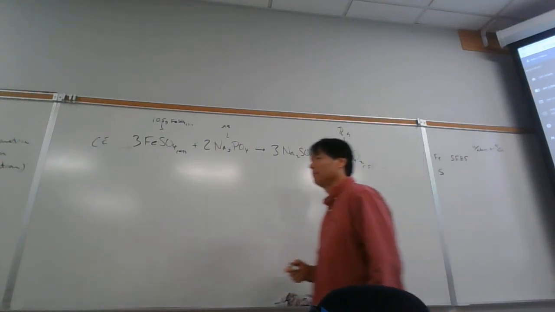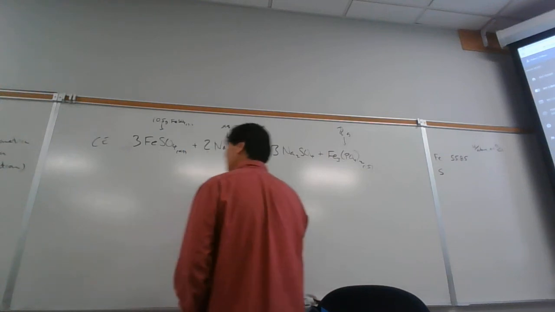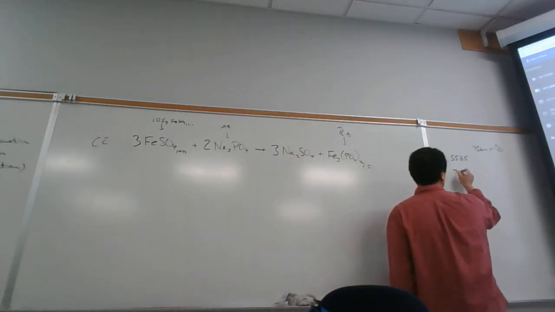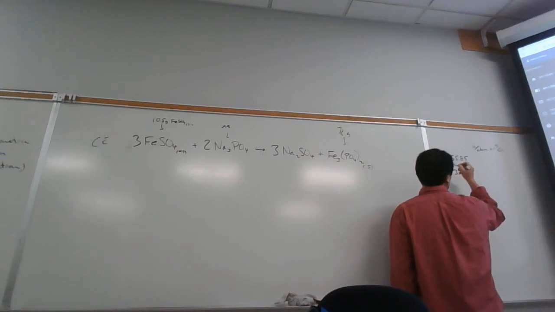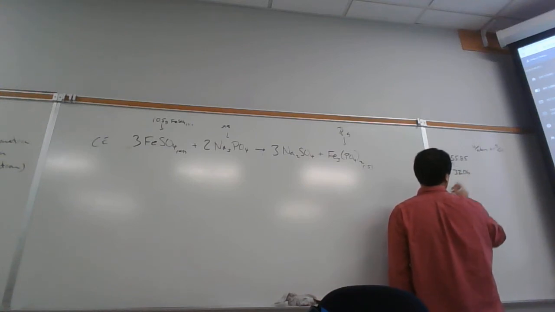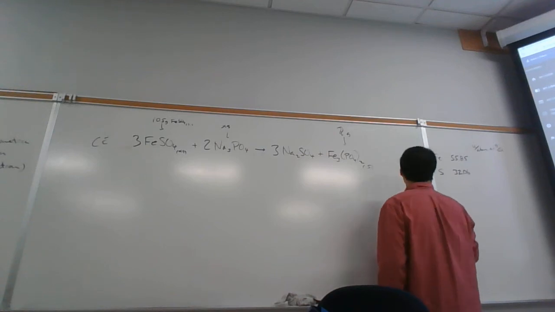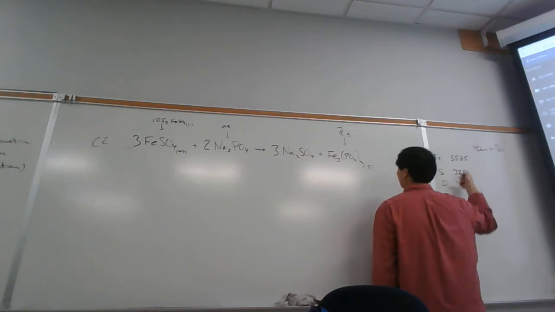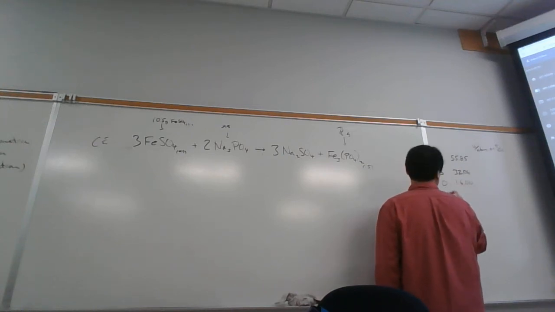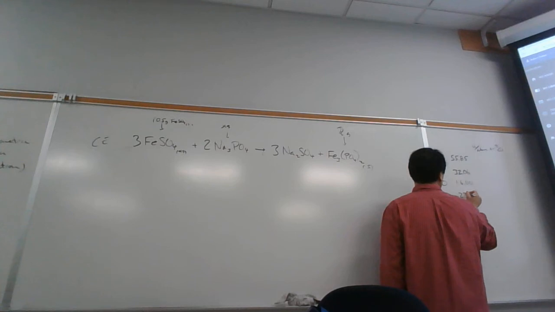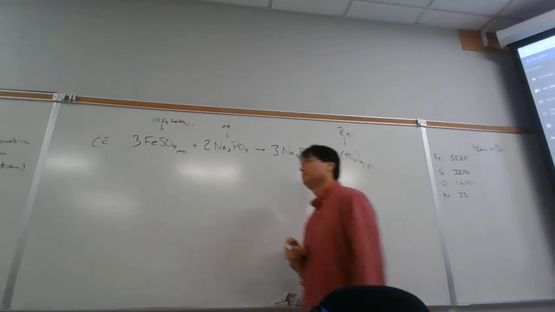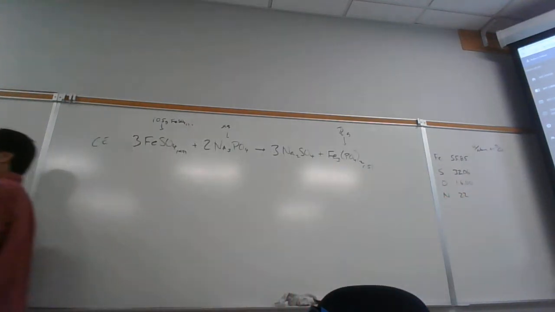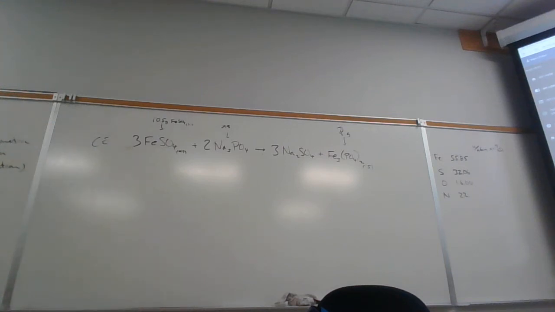Sulfur, 32.07 according to this, 32.06 according to your periodic table. So we'll just go with this periodic table here, or actually we'll go with yours, 32.06. Oxygen is 16.00. We leave these to 2 decimal places, so this is why I round these. Sodium is 22.989. So we'll just go with 22.99.